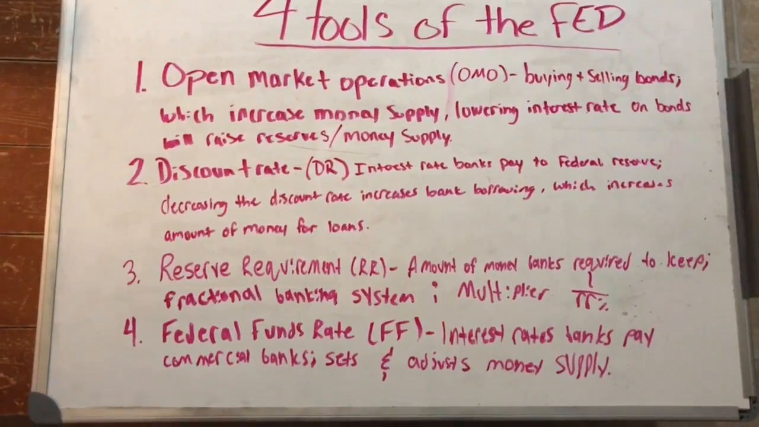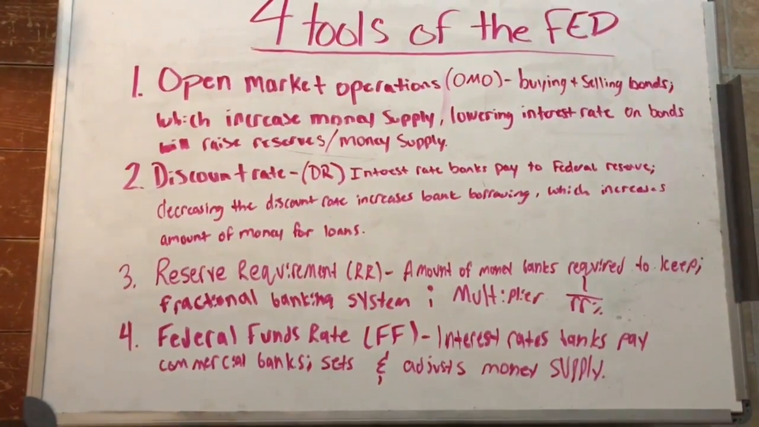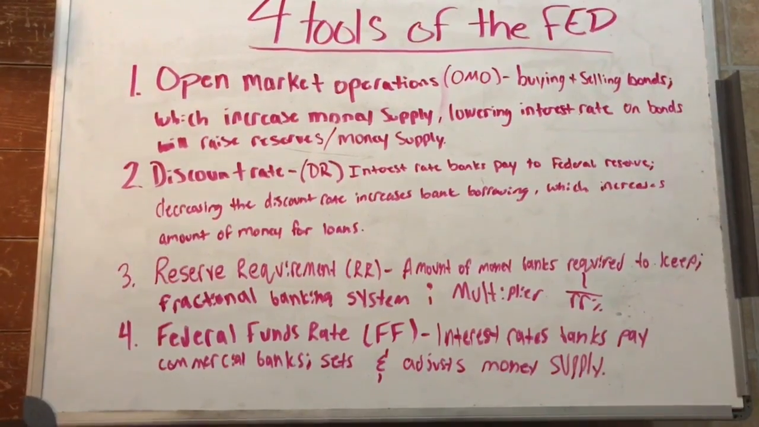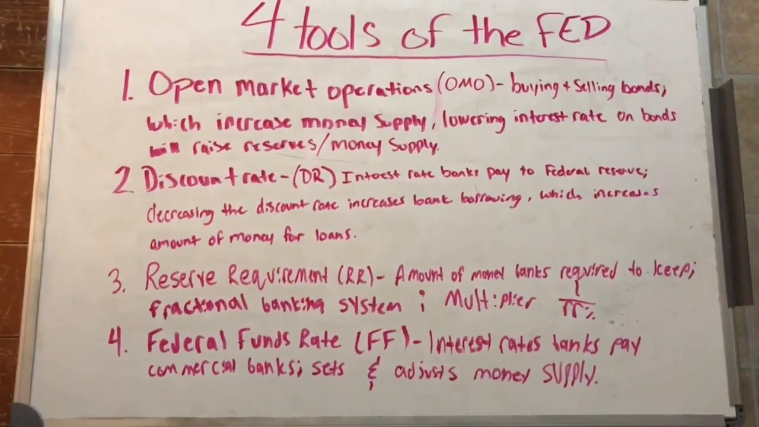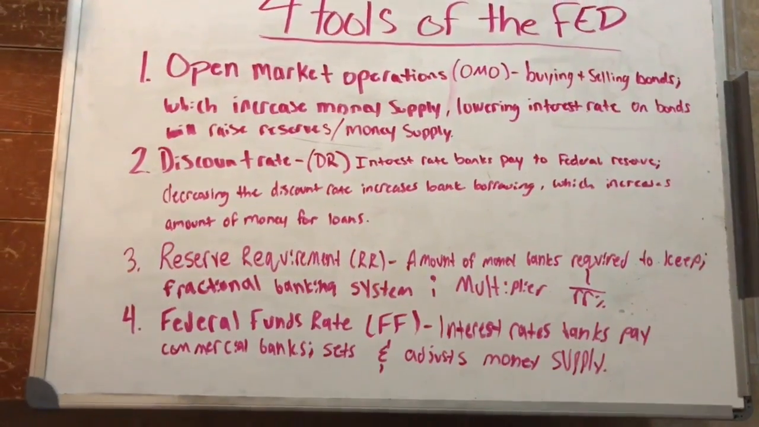The third is the reserve requirement, the amount of money banks are required to keep, which is a part of our fractional banking system, and the multiplier is 1 over the reserve requirement.